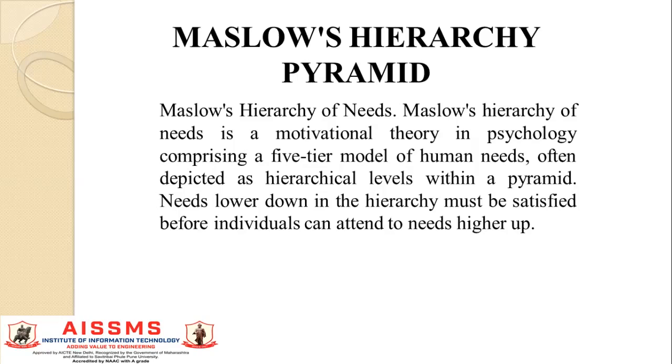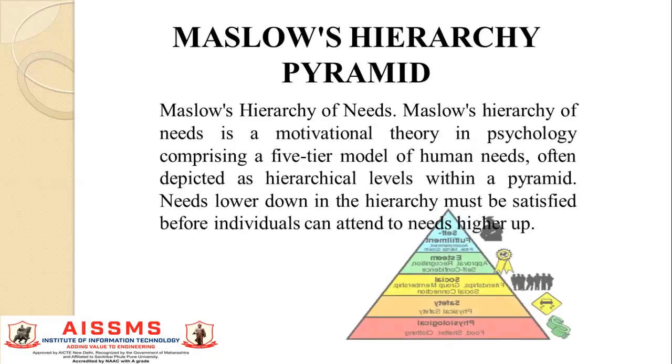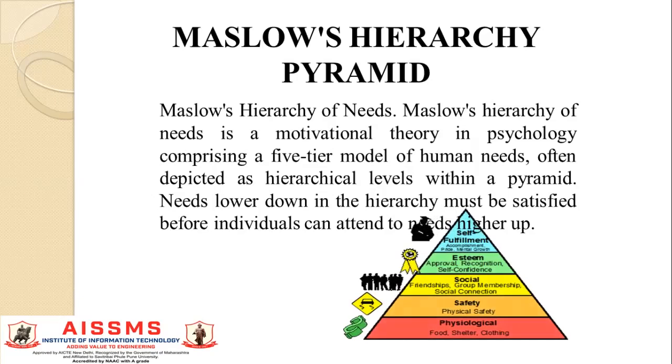Needs lower down in the hierarchy must be satisfied before individuals can attend to needs higher up. If we look at this pyramid, at the base of the pyramid we see the physiological needs, which are the basic needs of a person related to food, shelter, and clothing. Once these are satisfied, the person then needs physical safety, which is the second tier.